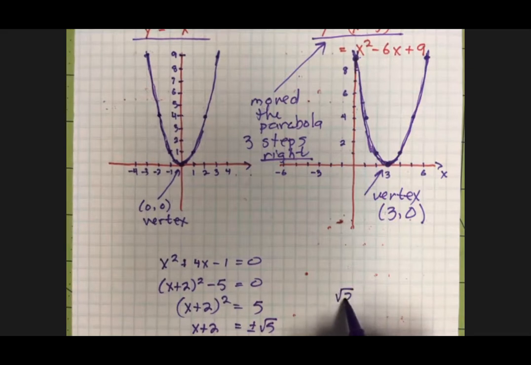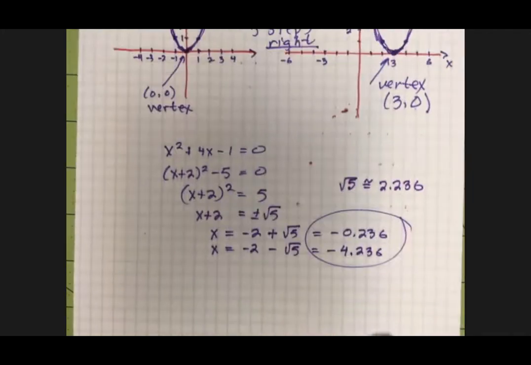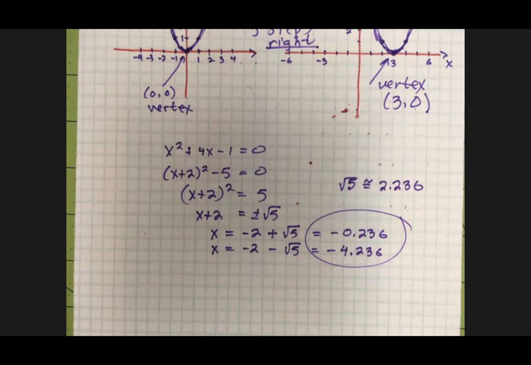Now the square root of 5 is about 2.236. So -2 plus that would be -0.236. And -2 minus that would be -4.236. And do you see how quickly I see those numbers on the graph? There's -0.236 right there. And there's -4.236. What did you just learn? Solving the quadratic equation gives you 2 more points on the parabola.